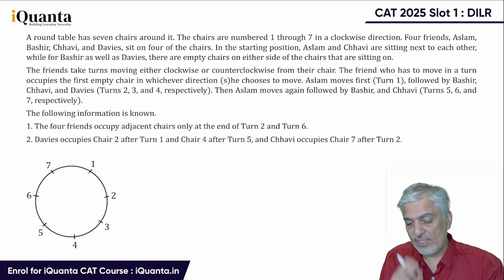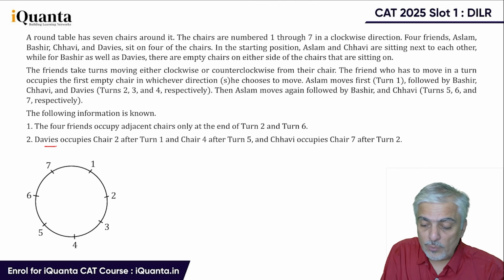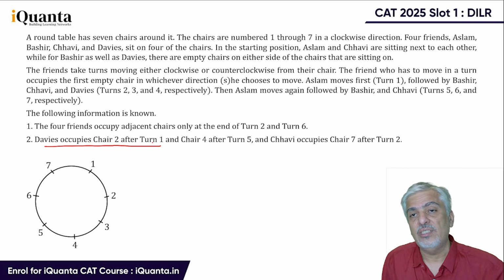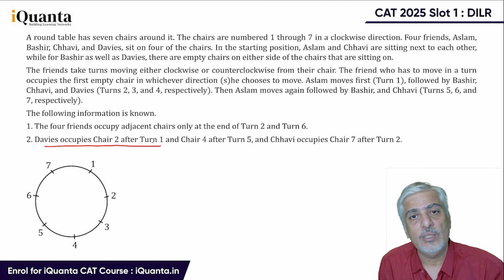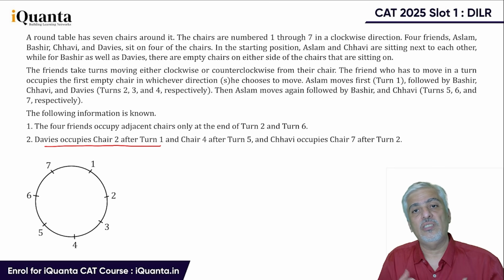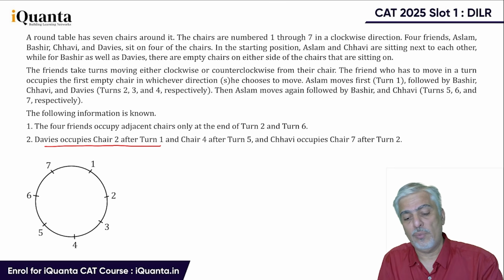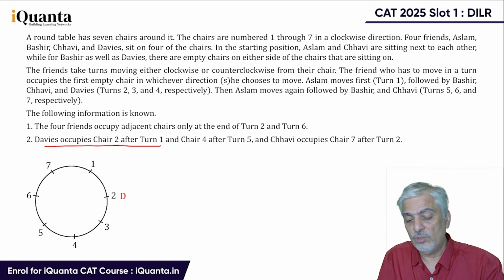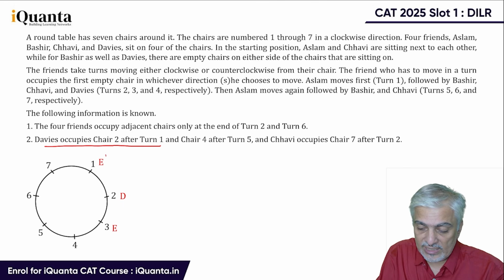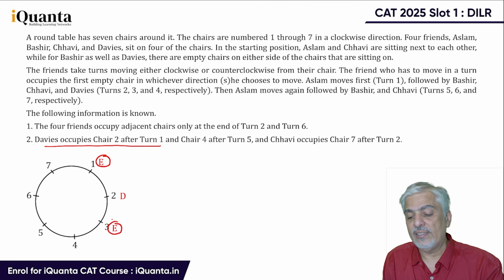So, let's see. These are the chairs. I've just put them in the clockwise direction. Now, let's understand where everyone can be and what logic I applied. D occupies chair 2 after turn 1, but D doesn't move after turn 1. That means D was at chair 2 even at the start. So, D is over here. And we know next to D are the 2 empty spaces. I'm calling these empty; let's circle them. Empty means nobody is sitting there.